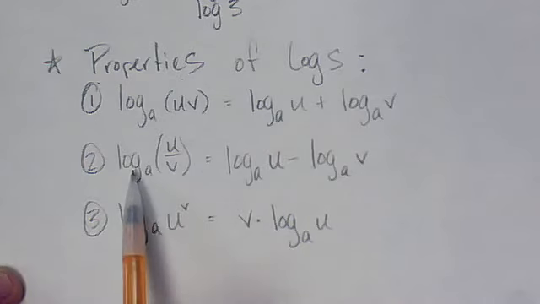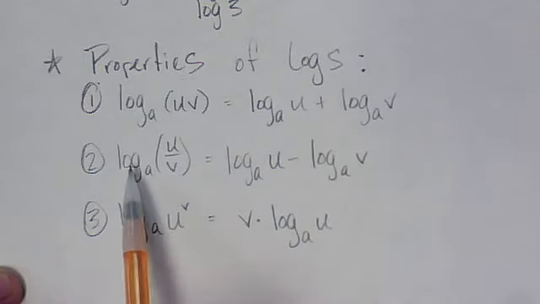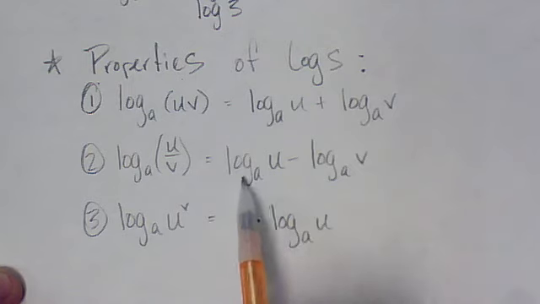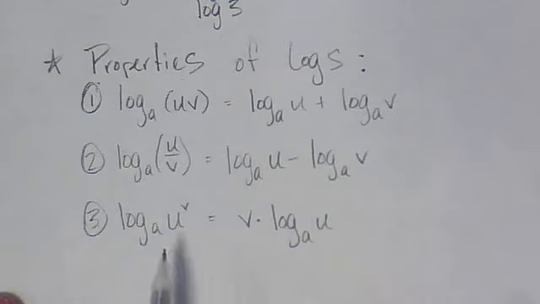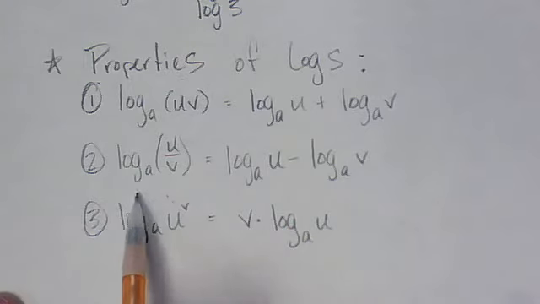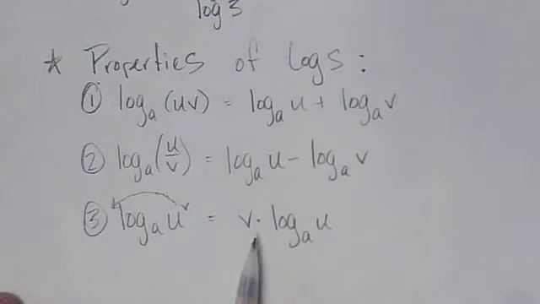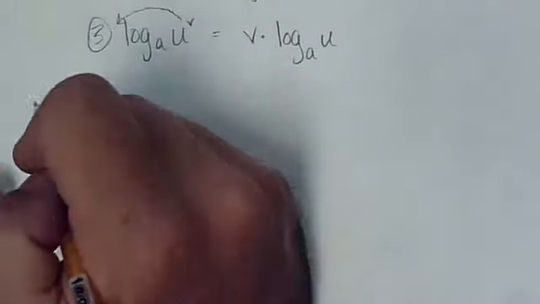If you take the logarithm of a quotient, so base a logarithm of u over v, that's base a logarithm of u minus base a logarithm of v. And then right here, log base a of u to the v, that v can just come to the front like that and becomes a coefficient out front. So let me show you some examples of how we're going to use this.